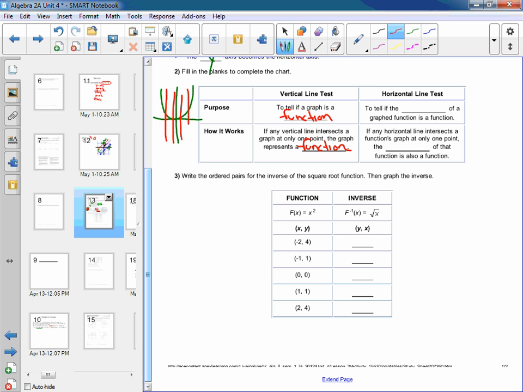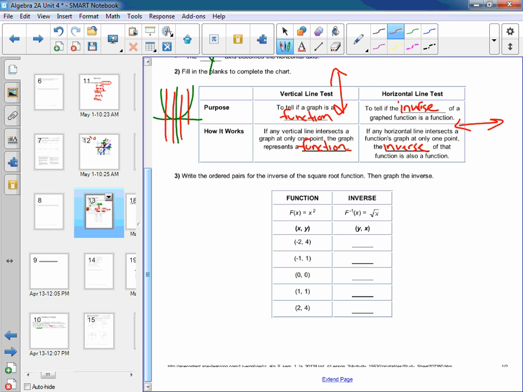So we use a horizontal line test to tell if the inverse of this thing is a function. And how does that work? I'm just going to help you remember vertical line. Let's draw the picture. There's a vertical line. If any horizontal line, which is sideways like the horizon, intersects a function's graph at only one point, the inverse of that function is also a function.